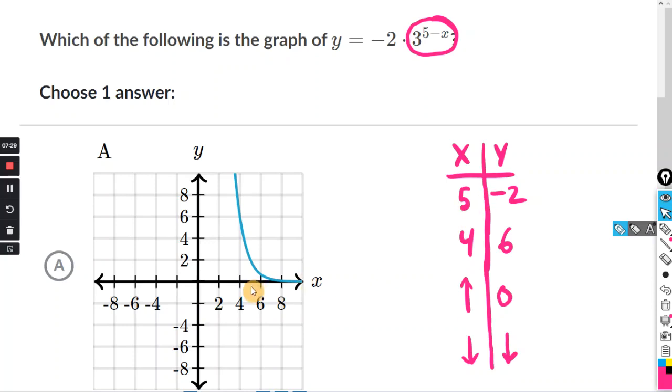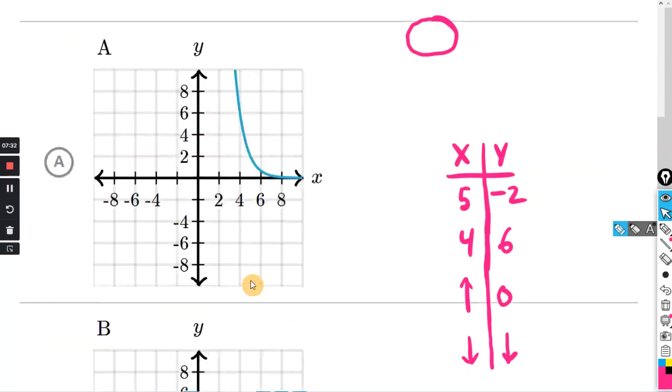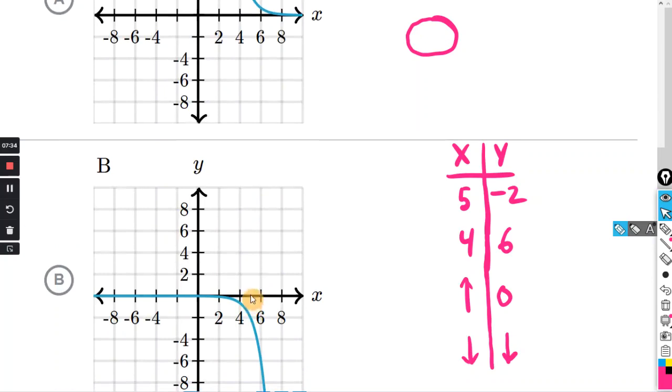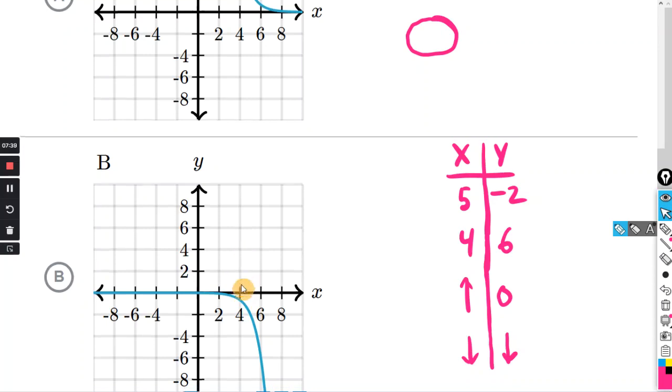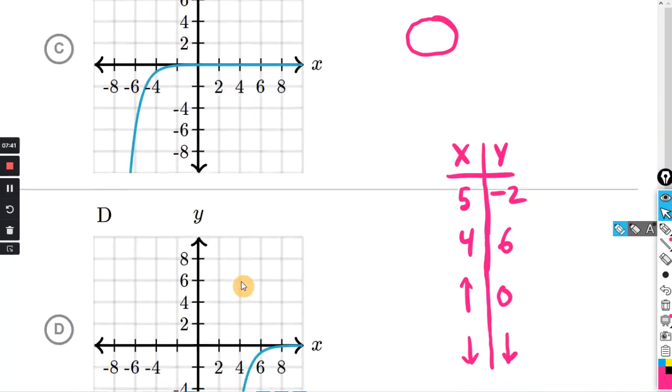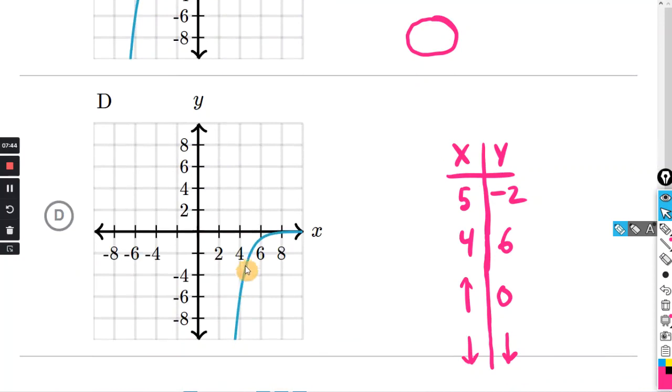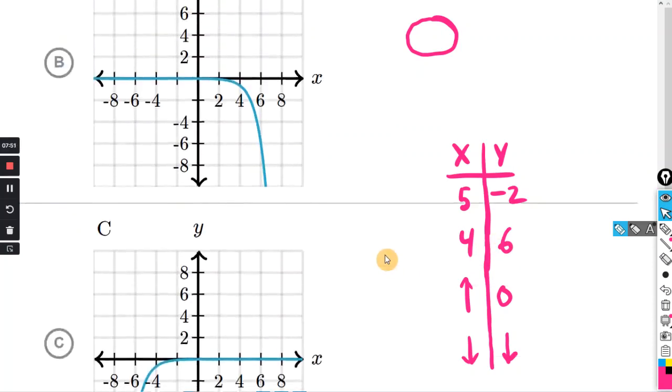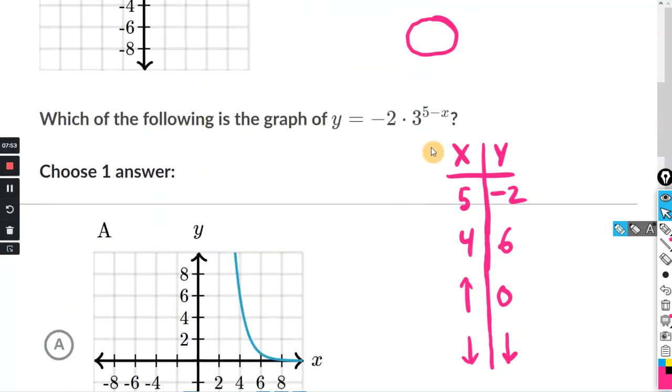At 5, it's going to be negative 2, so it's not A. At 5, it's negative 2. That's good. At 4, it's supposed to be positive 6. It's not B. It's not C. And let me see. At 5, it's negative 2. And at 4, let's see what 4 is supposed to be again. Okay, I see what I did. If this is 4, the exponent is 5 minus 4. That's 3 to the first, which is 3 times negative 2. So this is supposed to be negative 6.